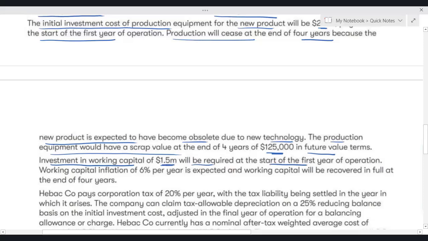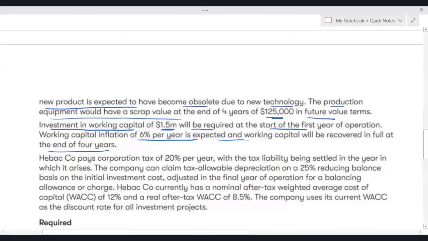We know that if you need working capital at the start of T1, you have to invest at time 0. Working capital inflation of 6% per year is expected, and working capital will be recovered in full at the end of the 4 years. So at time 0, we invest 1.5 million in working capital, but every year the requirement will rise due to the 6% inflation, and at the end, the entire working capital will be recovered. So we have to work on incremental working capital. And always remember, we always deal with working capital and scrap value after calculation of tax payment.